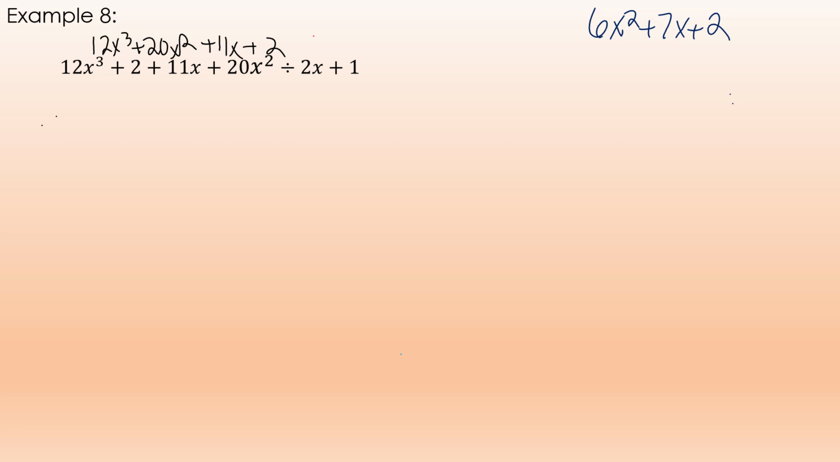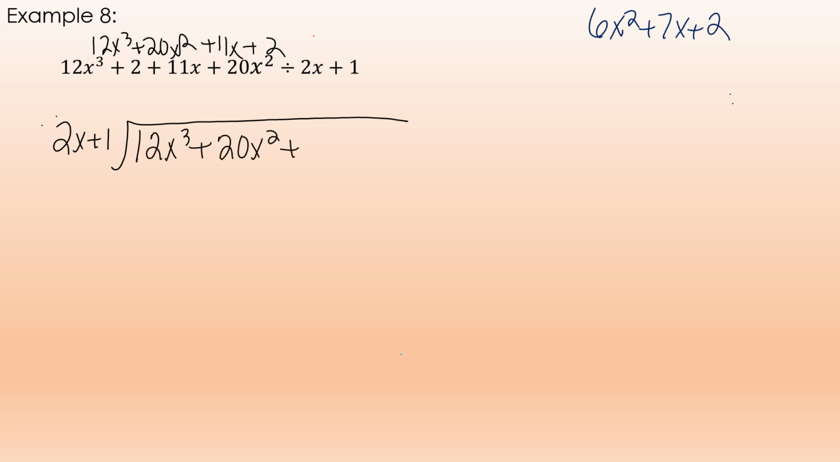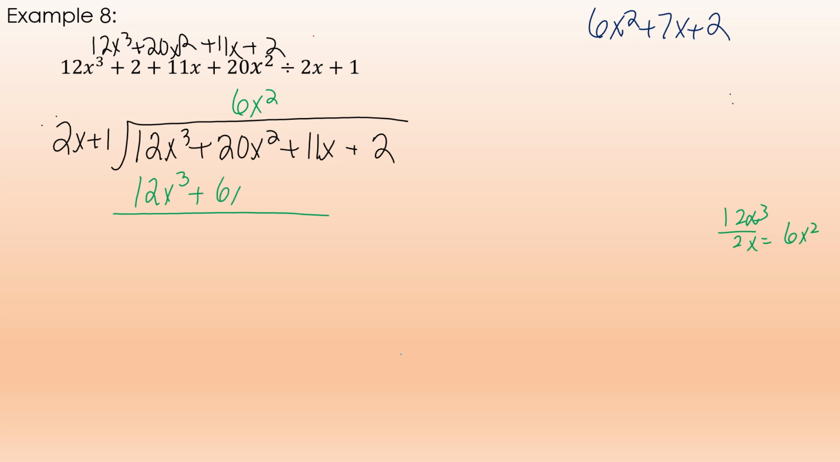Alrighty, back to this one. So I'm going to take 2x plus 1, that's my divisor. My dividend in order is 12x cubed plus 20x squared plus 11x plus 2. And off to the side, I look to see what's 12x cubed divided by a 2x. That gives me a 6x squared. So I'm going to put a 6x squared up here, and I'm going to multiply. Remember, we had to multiply the outsides. 6x squared by 2x and by the 1. So that will give me a 12x cubed plus 6x squared.